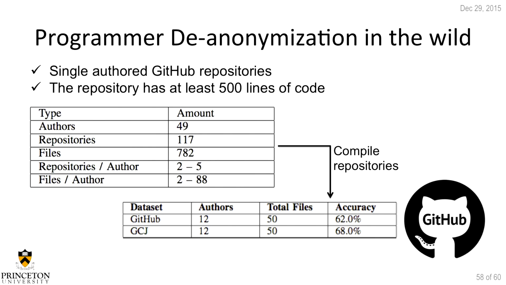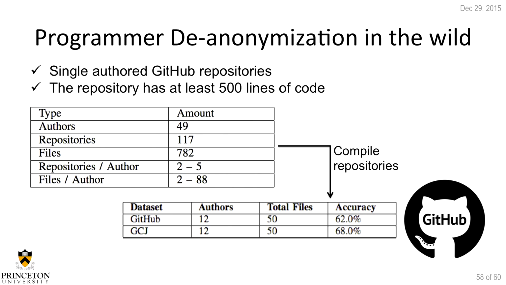For this, we parsed GitHub and we found single-authored repositories. These repositories had at least 500 lines of code, and they had to have at least 10 stars, and these people should have several repositories on GitHub. So we had some requirements. After that, we ended up with 49 programmers after all of our restrictions. You can refer to our paper for the details of these data sets. And we had 117 repositories. But unfortunately, again, GitHub code is sometimes very difficult to compile. So after compiling these, we ended up with 12 authors and 50 binaries.